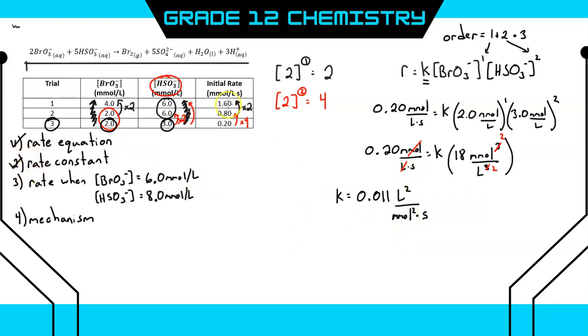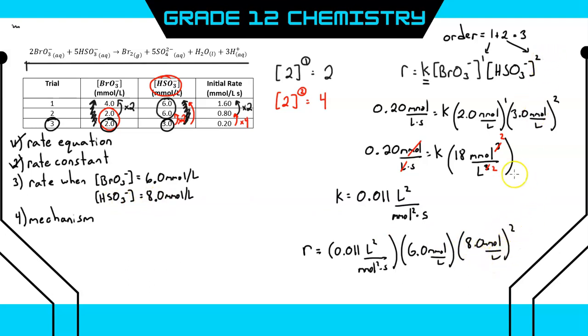Now, since that constant is going to be the same for this reaction, we can determine the rate for these concentrations, right? So it equals K, which we know is 0.011 liters squared per millimole square second, times our first concentration, 6 millimole per liter, and our next one, which is HSO3, that is 8 millimole per liter, and that one is squared in our rate equation.